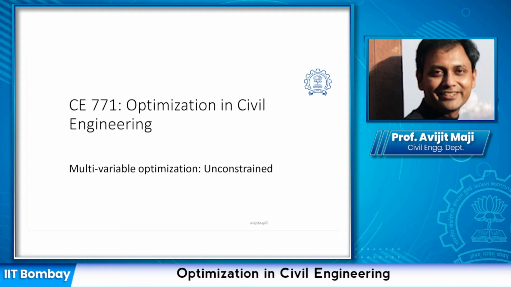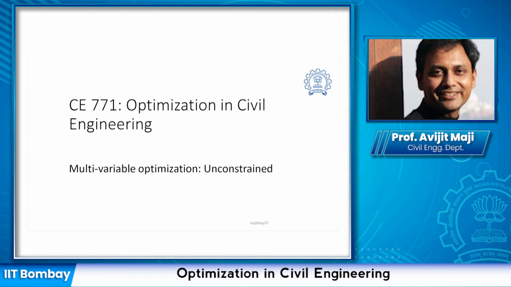Now, an optimization problem can have constraints or it may not. If an optimization problem has a constraint, then we call it a constraint optimization problem. And if an optimization problem does not have any constraint, then we call it an unconstrained optimization problem. So today our discussion is going to be on multivariable optimization problems without any constraint, so unconstrained multivariable optimization problems.